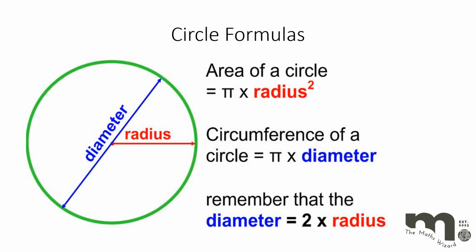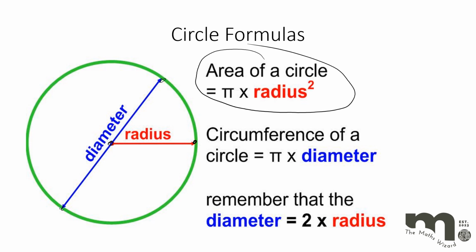So here are the key formulas that you need to know in relation to circles. We are going to be focusing particularly on area in this video. The area of a circle is always pi times the radius squared. If you're not sure what the radius is, it's the distance from the edge of the circle to the center of the circle. Now the diameter is always double the radius, it's always 2 times the radius. That's the distance from one side of the circle through to the other, going through the center of the circle.